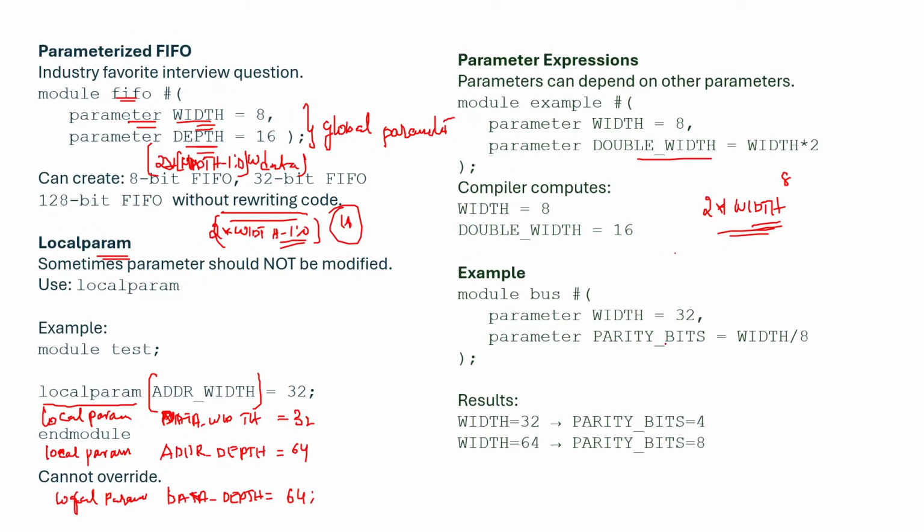Same thing, the parity bits: the width should be divided by 8. Whatever the width we are taking here, 32 bit, 32 divided by 8 means the parity bits will be supporting 4 bits. I am utilizing the same variable, but the width I am not assigning directly. The values are not assigned directly; they are derived from the width and depth we are taking, right?